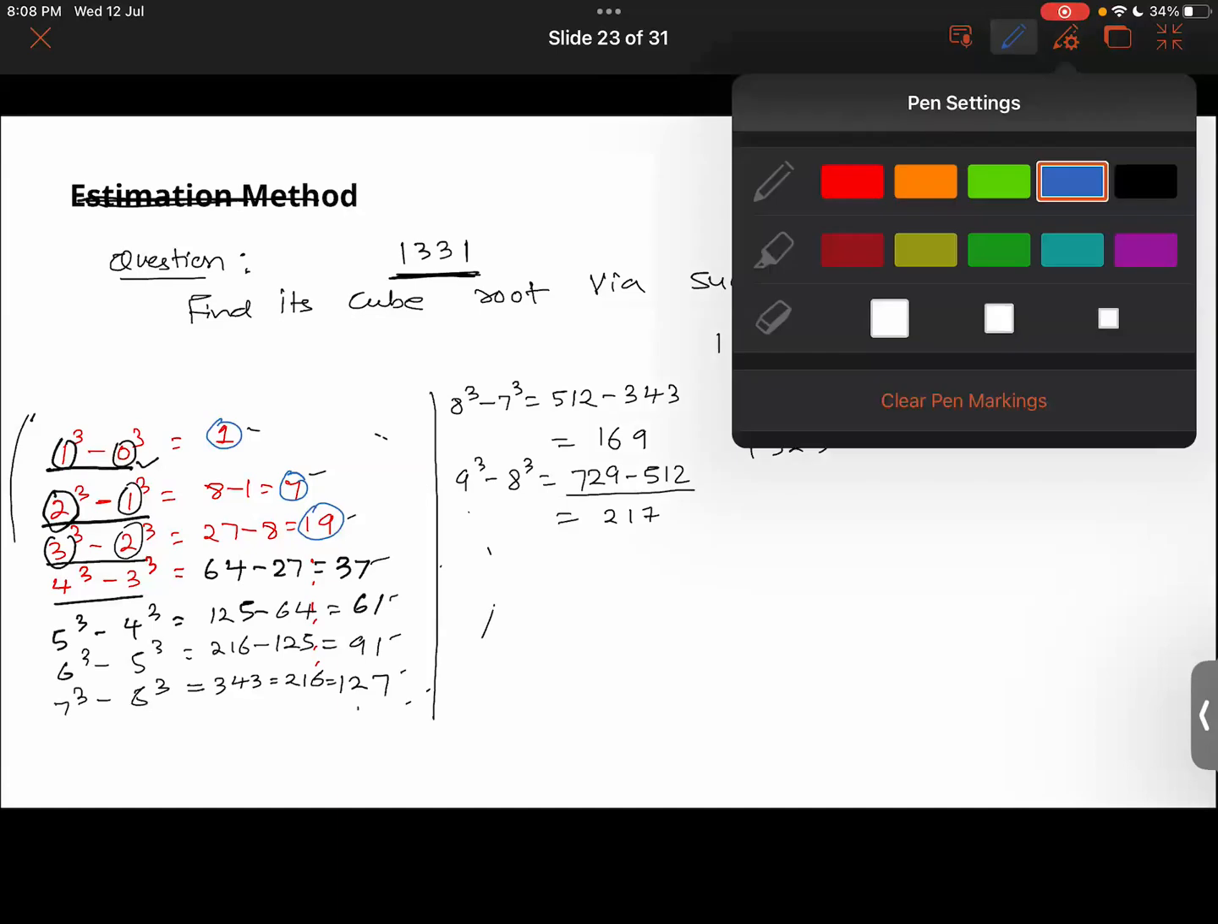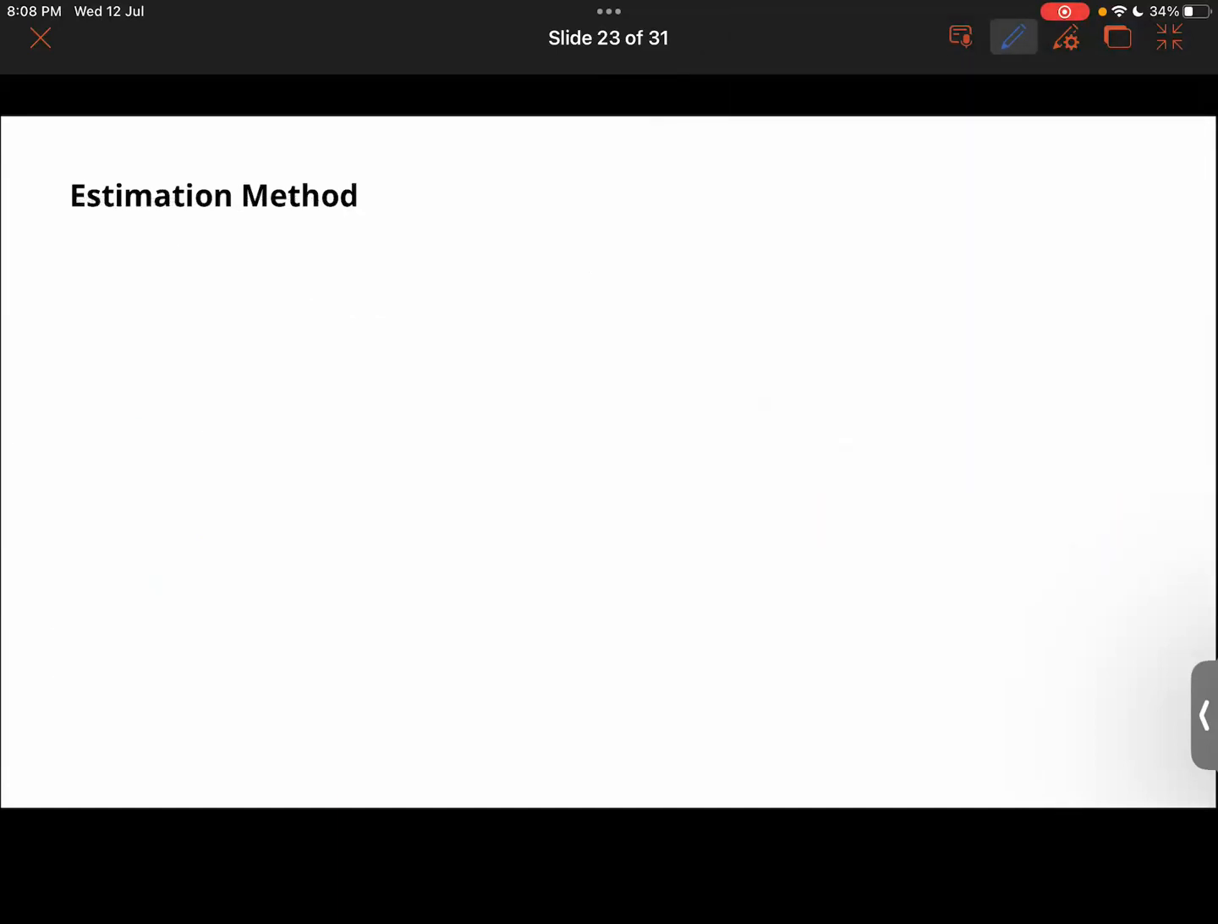We were having which numbers? 1, 7, 19, 37, 61, and then 91, 127, and after 127, which number? 169. And after this, which number? 217. So we had these numbers. Now let's keep on subtracting these numbers from the given number here. So 1331 minus 1, that gives you how much, guys?